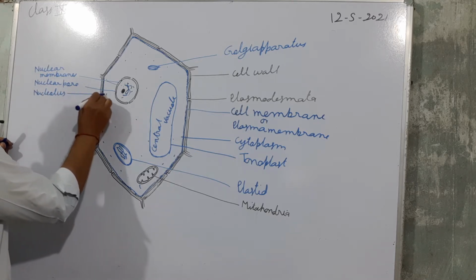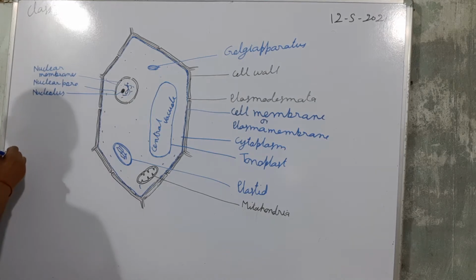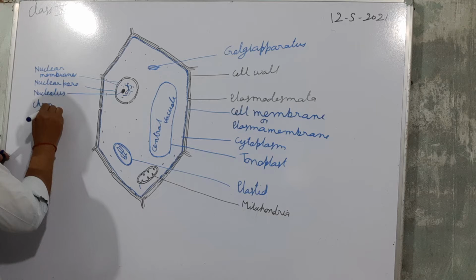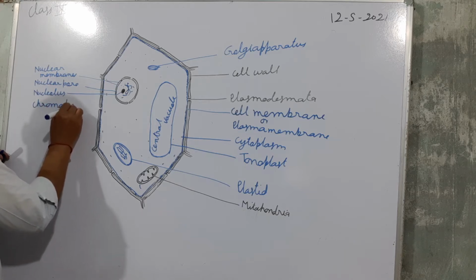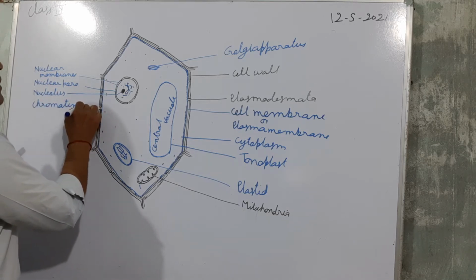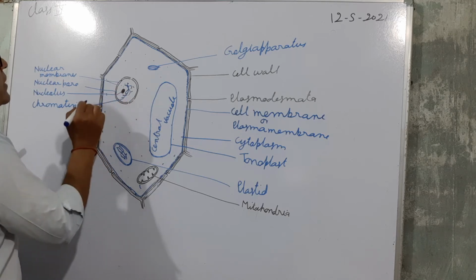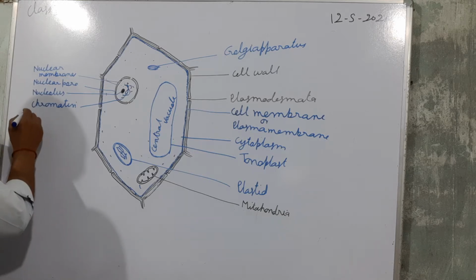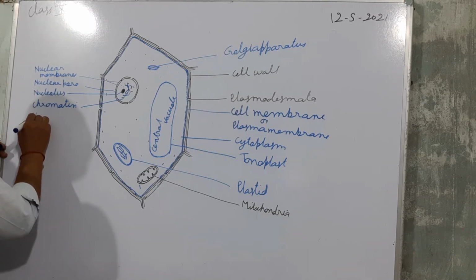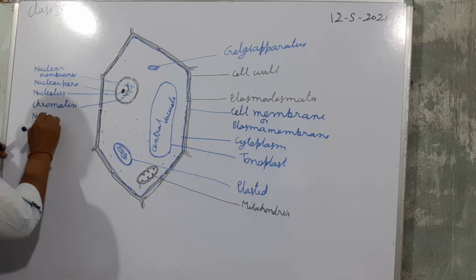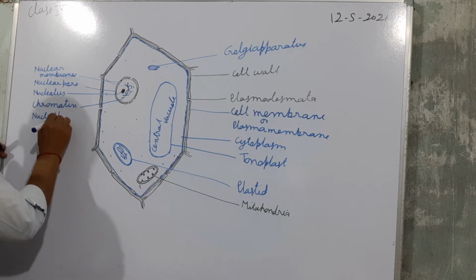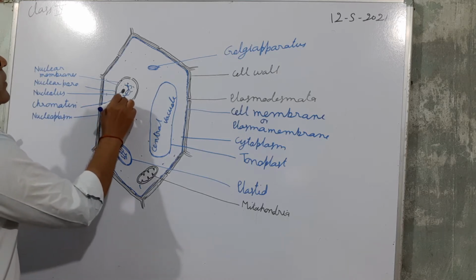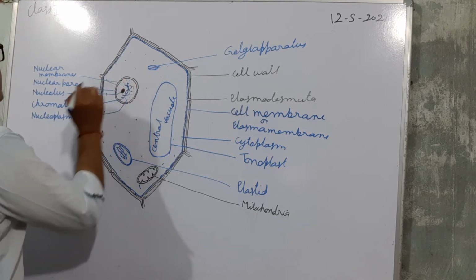Nucleolus, this structure is the nucleolus, and chromatin. Chromatin, this thread-like structure is called the chromatin. And next, nucleoplasm. This structure is a fluid, called the nucleoplasm here.